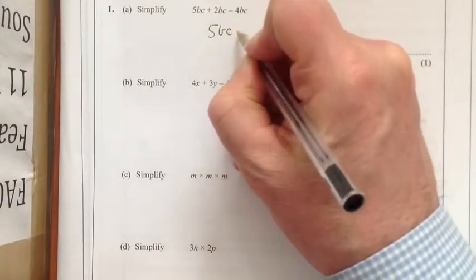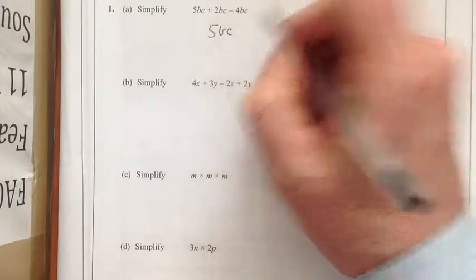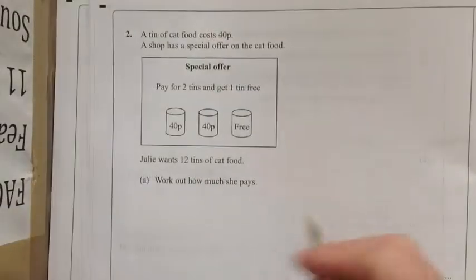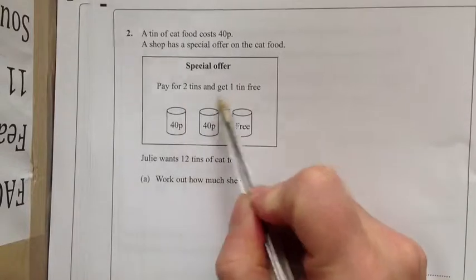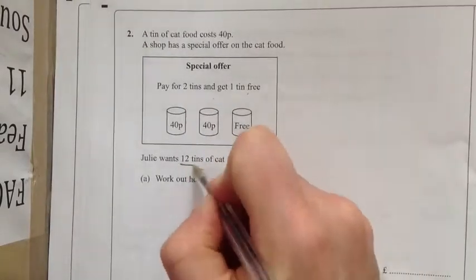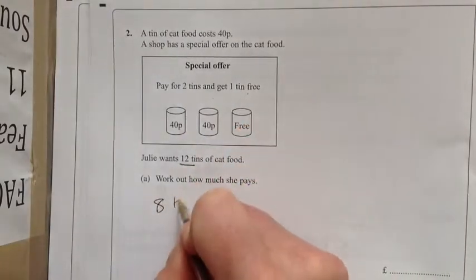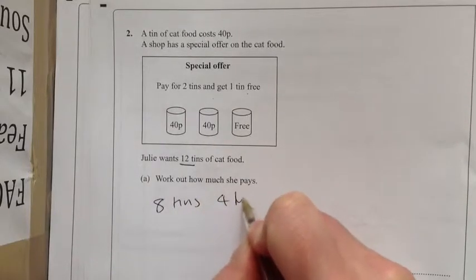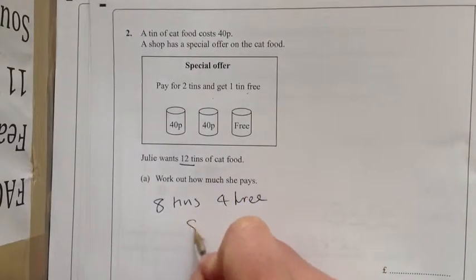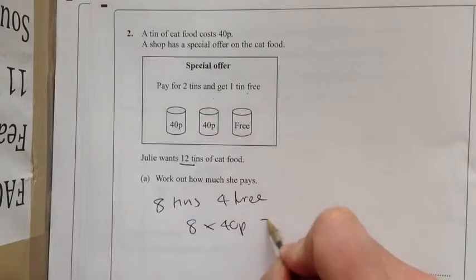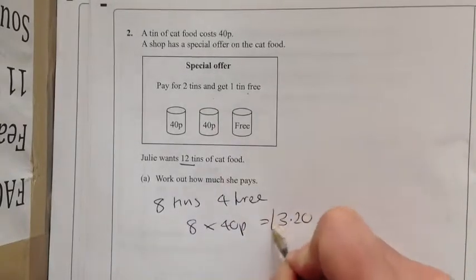5BC. Right, you're going to pay for 2 tins and you're going to get 1 tin free. You want 12 tins, so if you buy 8 tins, you'll get 4 free. So you need to buy 8 tins. 8 times 40p equals £3.20.